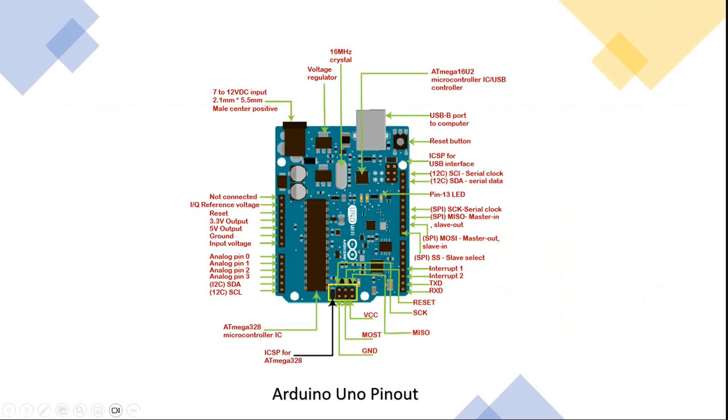Here we can observe the microcontroller ATmega328P on this Arduino board, and this is a USB port where we can connect the board with a computer or any device with the help of a USB cable. This is the voltage regulator, which is used to regulate the voltage. Here we can see the analog pins, the 5 volts output, the 3.3 volts output, and these are the digital pins. And this is a reset button where we can reset the program.